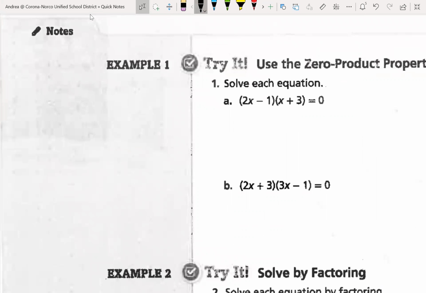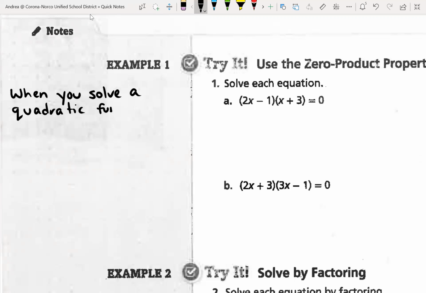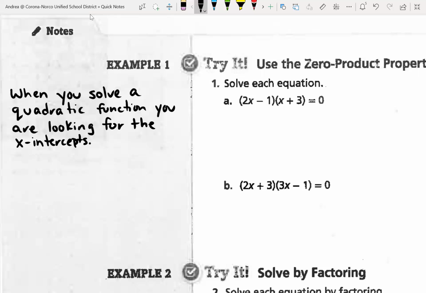we want to write this down over here. When you solve a quadratic function, you are looking for the x-intercepts. Okay, that's always what we're looking for.